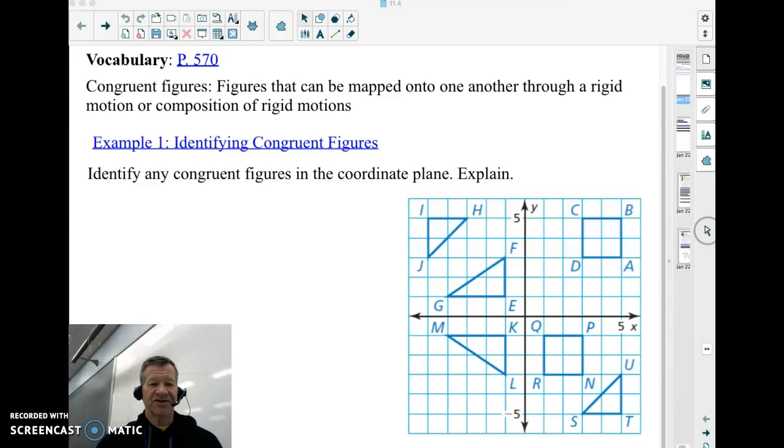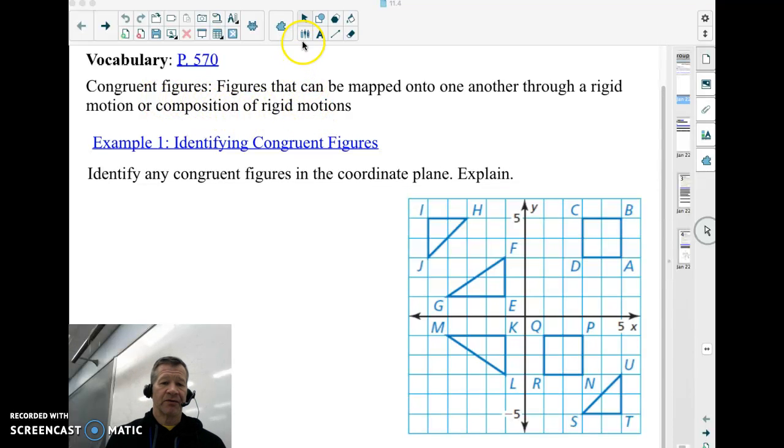In example 1 of section 11.4, we are going to discuss congruent figures. If you look at the definition, congruent figures are simply figures that can be mapped onto one another through a rigid motion or a composition of rigid motions.